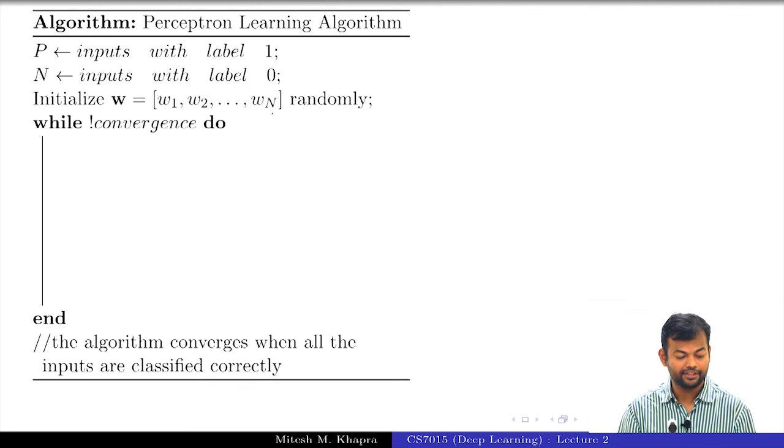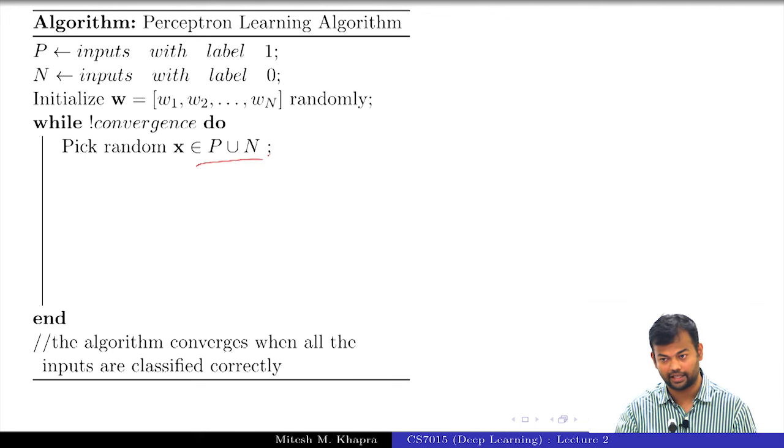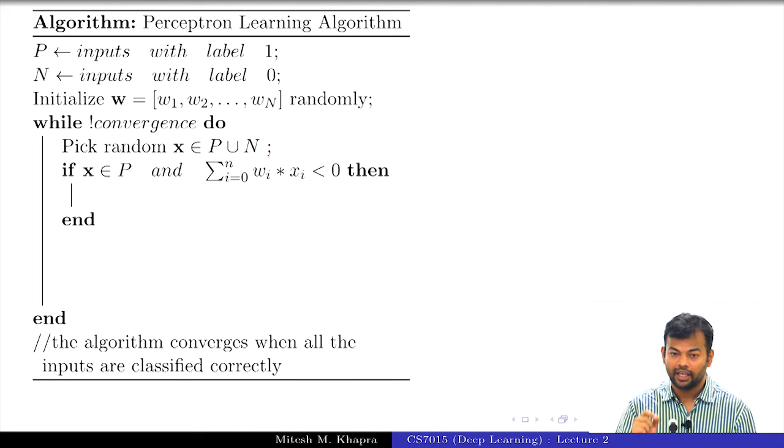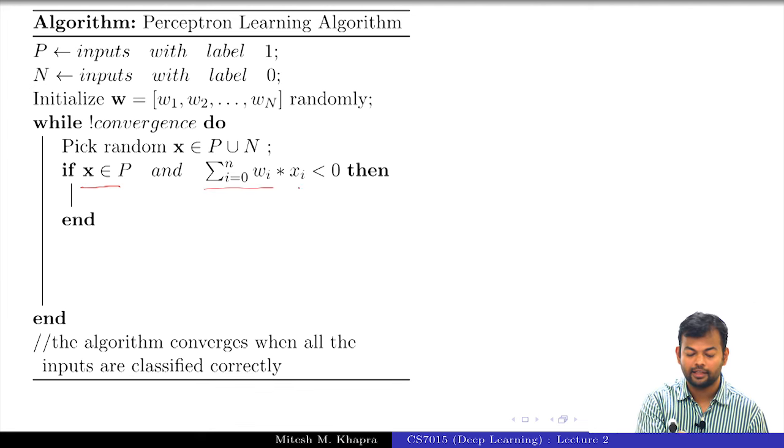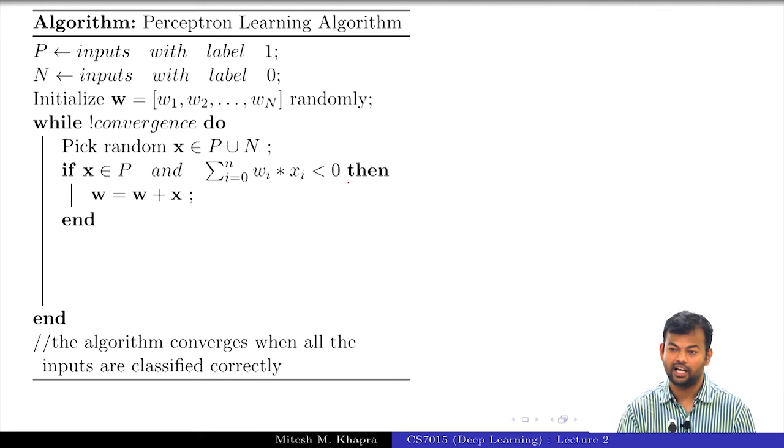Okay. Now here's the algorithm. I pick up a random point from my data, which could either be positive or negative. So it comes from the union of positive and negative, basically all the data that I have. I pick up a random point from there. If the point is positive, and this is the condition which happens, what does this tell me? If the point was positive, what did I actually want? Greater than 0. But the condition is less than 0. That means I made an error. So I've made an error, then I'll just add x to w. I see a lot of thoughtful nodding. I hope you're understanding what is happening.